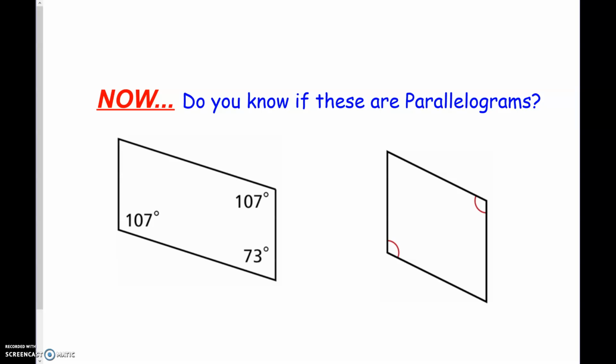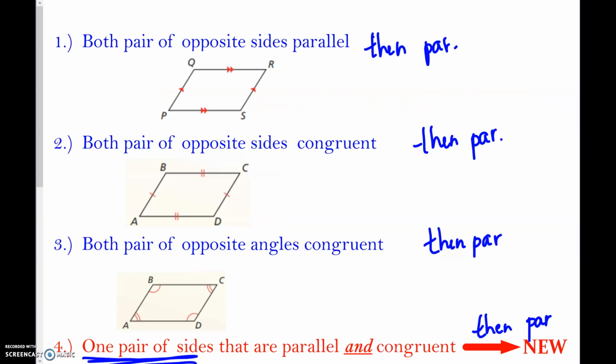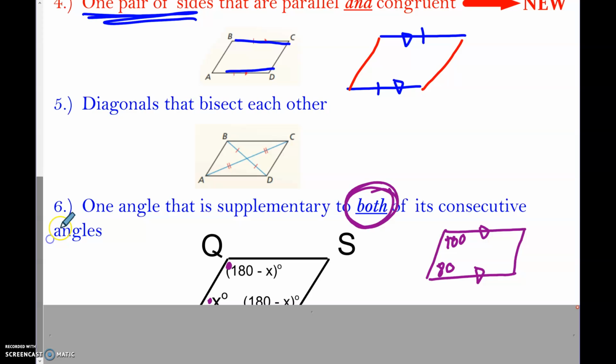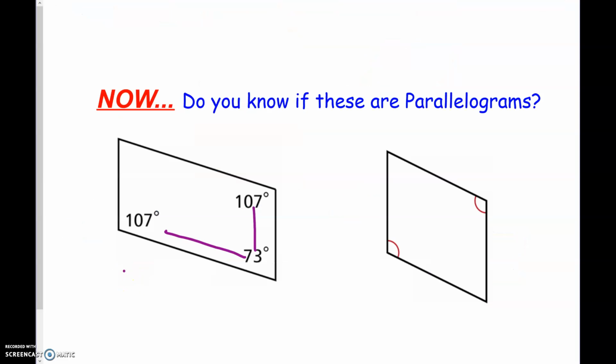Now, do we know if this is a parallelogram or not? Well, the last one we just talked about, 73 and 107, and 73 and 107. So whether we go this way, they're supplementary, or this way, they are supplementary. So it goes back to this last one that we were just talking about: if one angle is supplementary to both of its consecutive angles, then it is a parallelogram. So this one is yes. Supplementary to both adjacent angles.